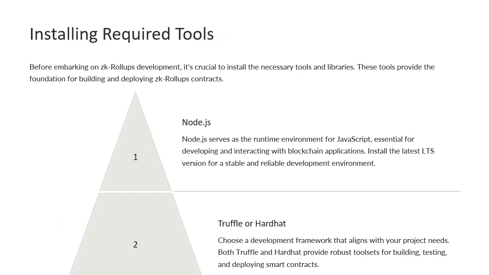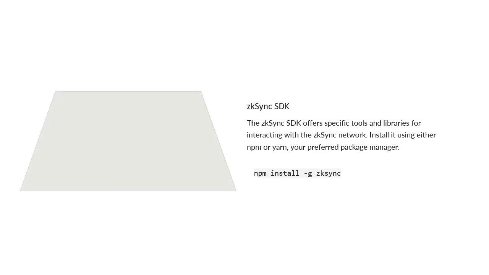Before starting ZK rollup development, ensure you have installed Node.js, Truffle or Hardhat, and the zkSync SDK. These tools are essential for building and deploying ZK rollup contracts. For instance, you can install the zkSync SDK with the command npm install zkSync. These installations simplify the development process and provide the necessary building blocks for your ZK rollup application. So this is the code I told you, npm install -g zkSync. Through this you can install the SDK.